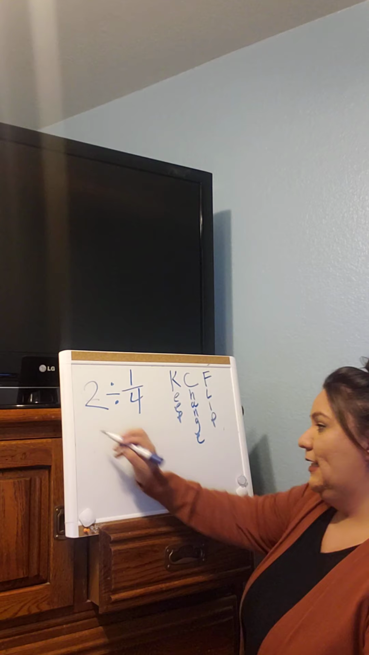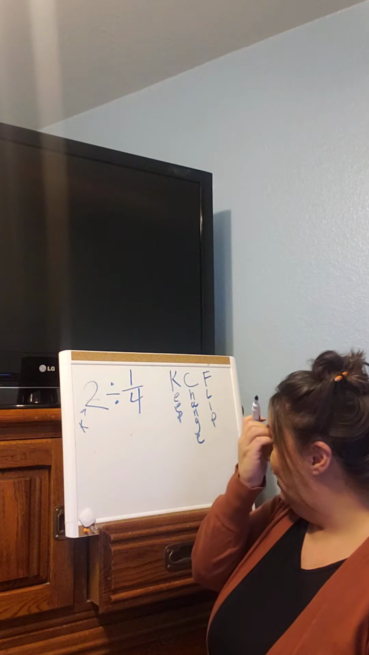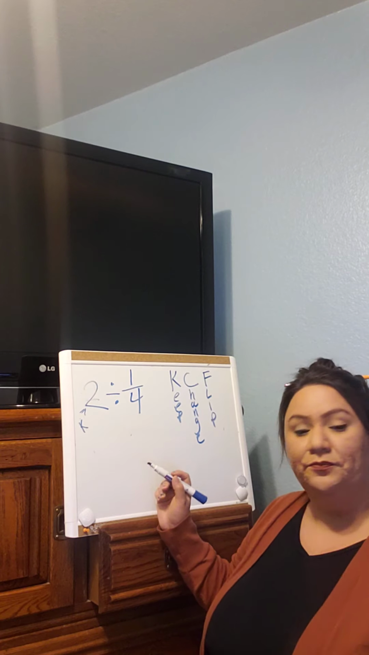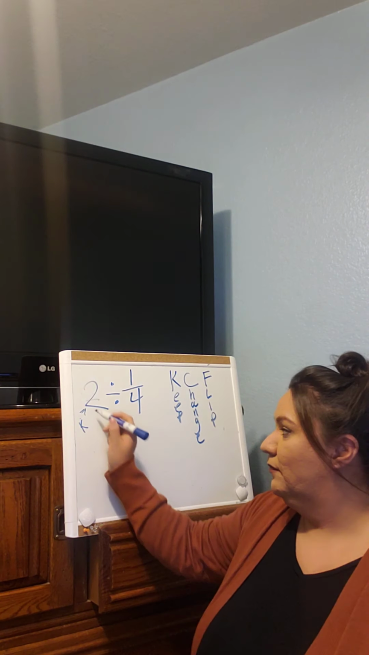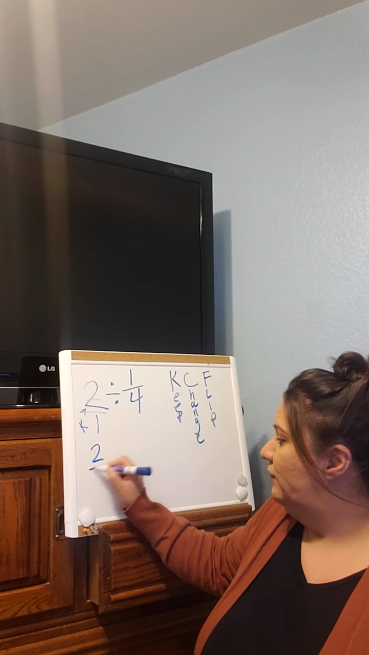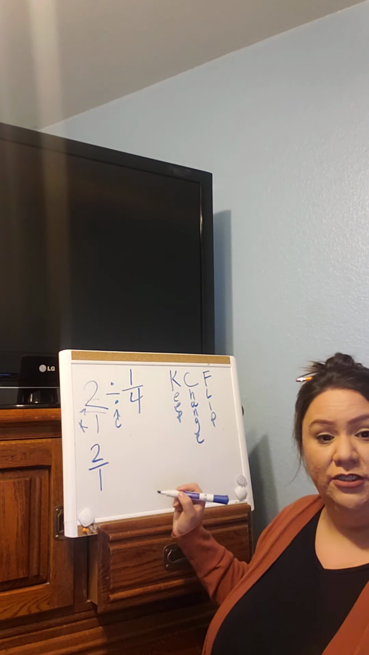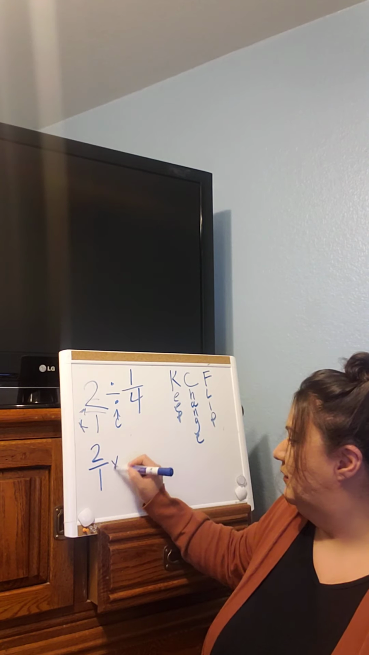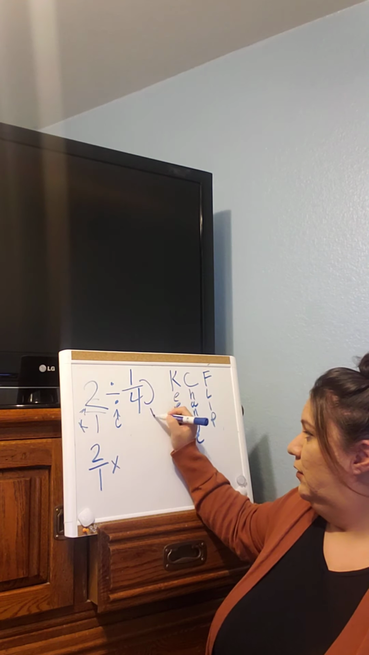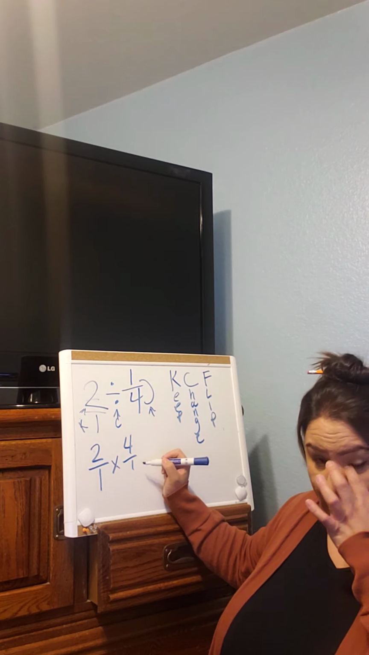So what we're going to keep is going to be the 2. Now, in order to divide a fraction by a whole number, we need to change the whole number into a fraction. So how do we do that? That's simple. We just put it over a 1. So now we have 2/1. Change the division into a multiplication, because the opposite of division is multiplication. And then we're going to flip the 1/4. So now it's going to be 4/1.